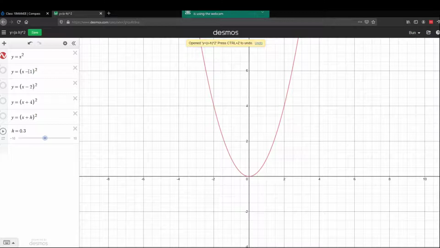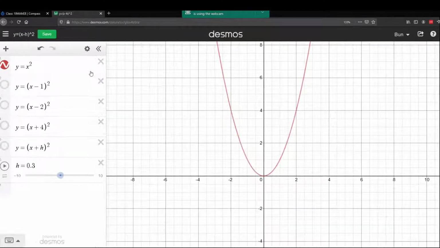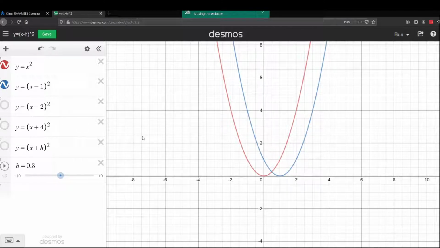So what happens when h is 1 over here? We've got -1 over here. What is the graph going to do? Let me make that a little bit bigger for you guys. Here we've got y equals (x minus 1) squared. What is going to happen? Let's find out by plotting it. As you can see, it has moved 1 unit in the x direction, towards the right.